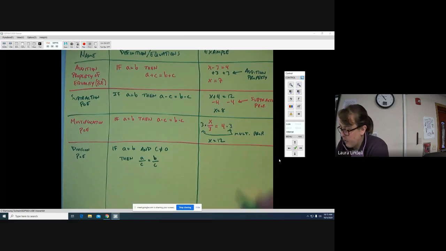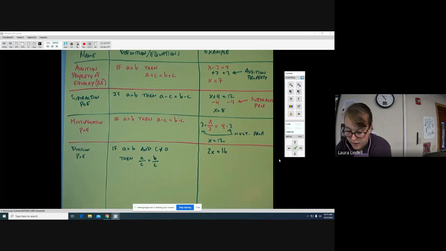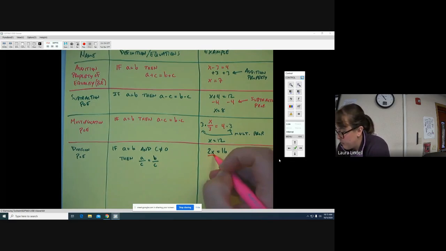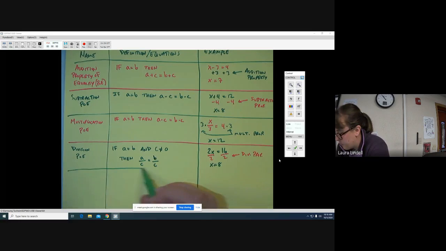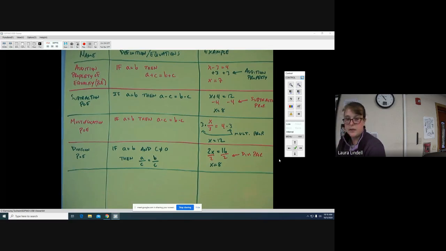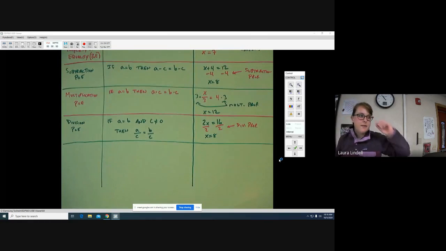Okay, so the division property is a common one that we end up using because we get stuff like 2x equals 16. And then to solve this, we have to divide by 2 on both sides. That's the division property. And so we're left with x equals 8. So that's the division property. Okay, so we have addition, subtraction, multiplication, division, all those operational properties.